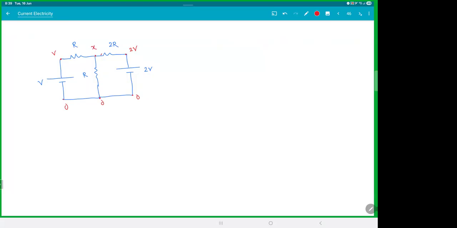Let the currents be I1, I2, I3. I'll always take them towards the node, so there'll be no confusion. If something is reversed, you'll get a negative sign, so don't worry about it. I1 plus I2 plus I3 is 0. So I1 will be 2V minus X by 2R.